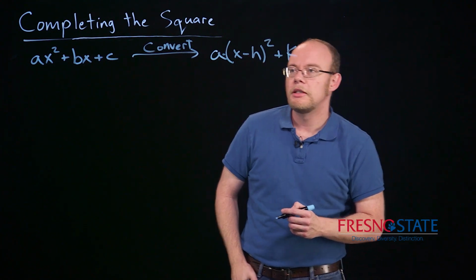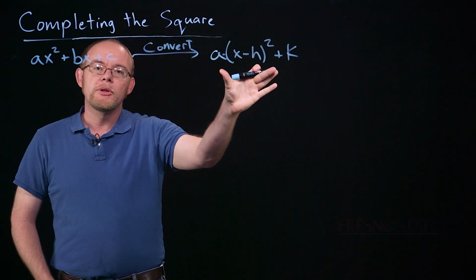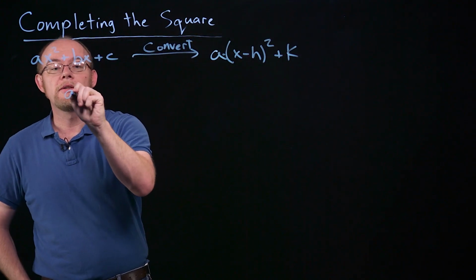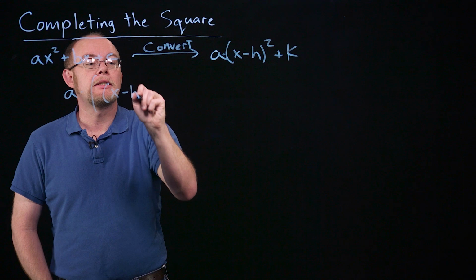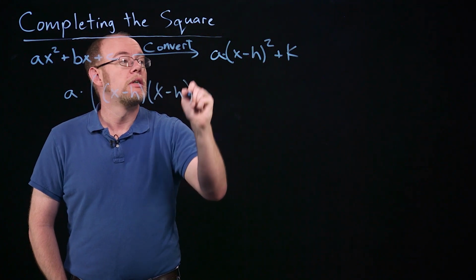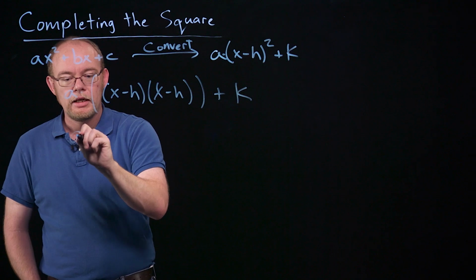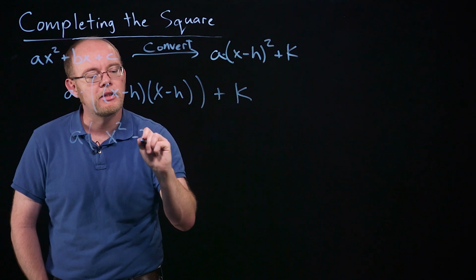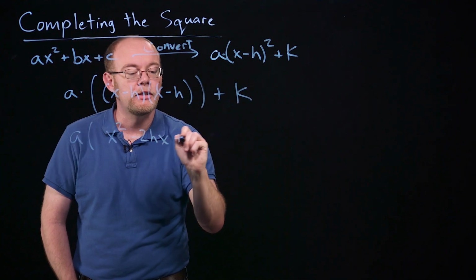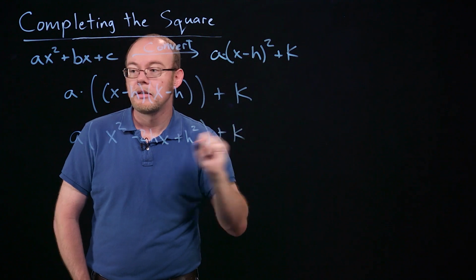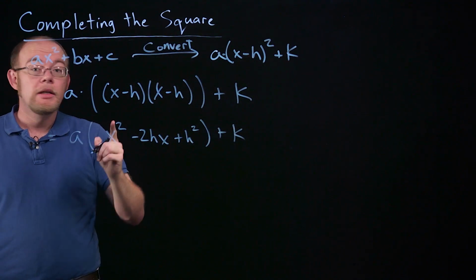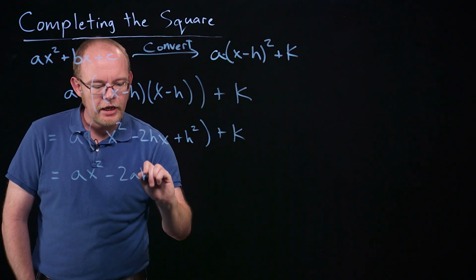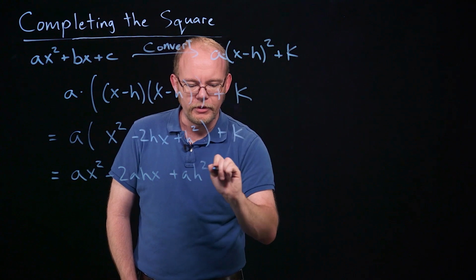Now, to do this appropriately, what we can do is actually multiply this out and work backwards from this form in order to get this form right here. So let's go ahead and multiply this out. So this is a times (x minus h) times (x minus h) plus k. I have x squared, then x times minus h plus minus h times x, so that's minus 2hx. Minus h times minus h is plus h squared, plus k. Okay, now we can multiply this out. So this is ax squared minus 2ahx plus ah squared plus k.